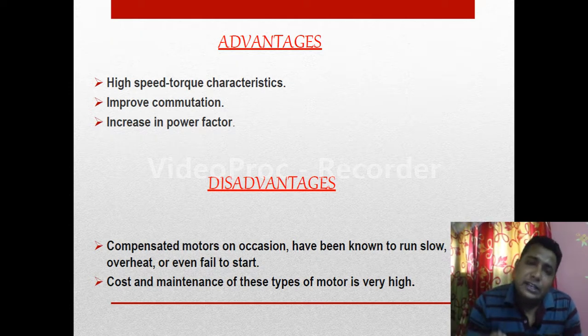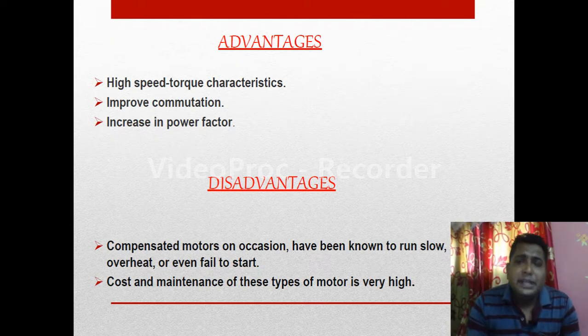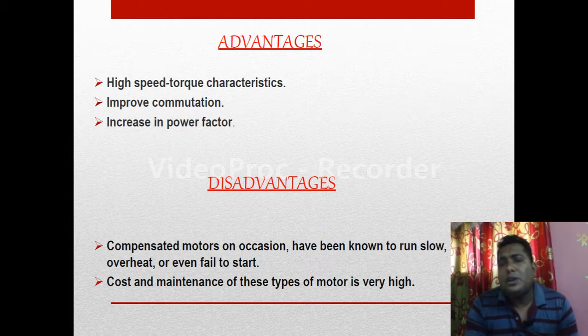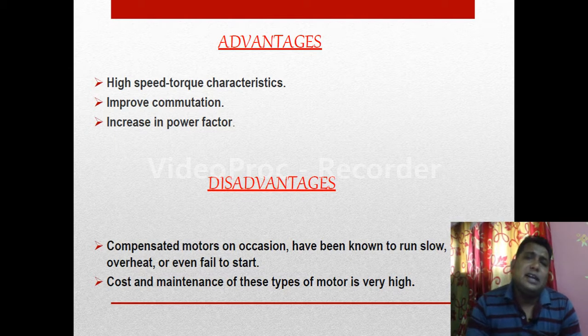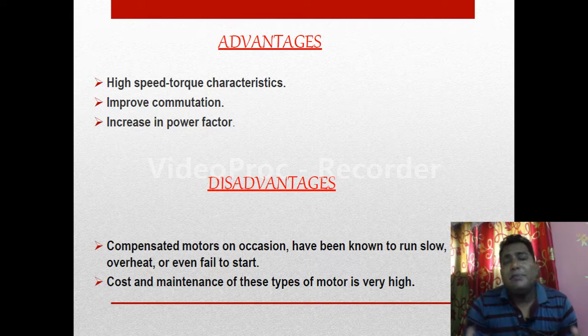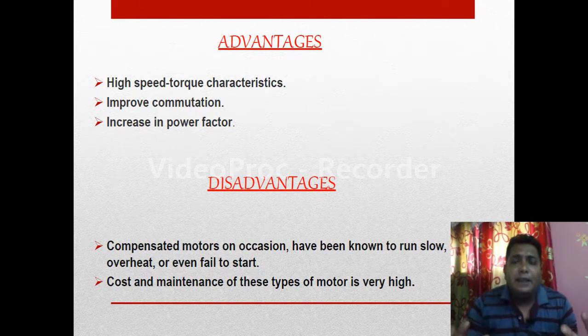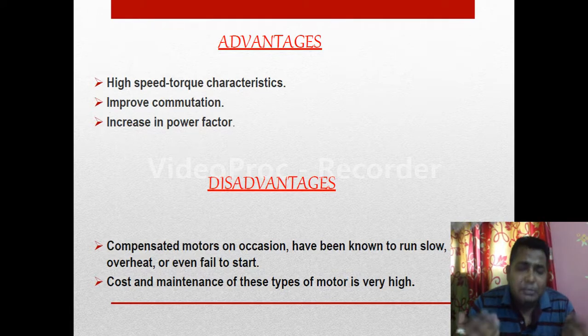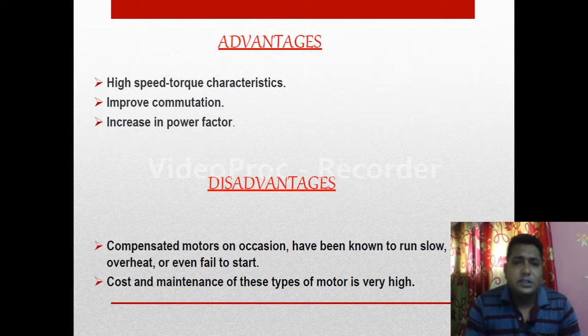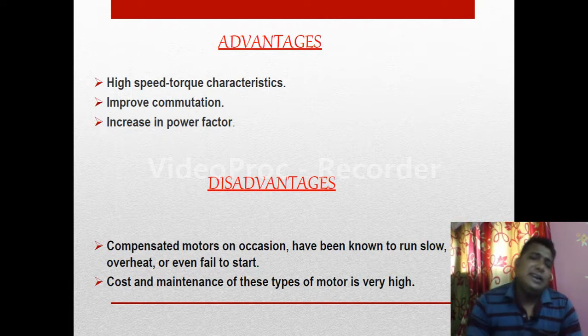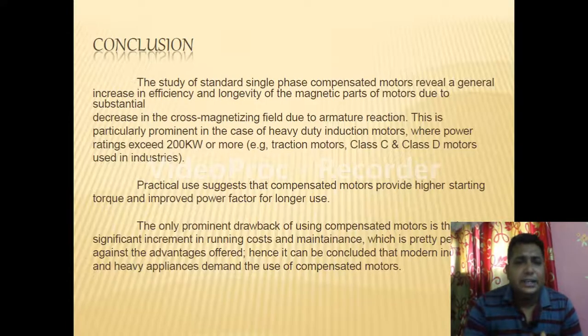One thing we can say is that nowadays, instead of DC motors, AC motors are taking over the market. The reason behind this is the presence of the commutator and brush set, because these commutators are very costly, as they are made of pure copper, and the brush and commutator set needs regular maintenance, so it is also costly. So these are the main disadvantages we have regarding this compensated winding.